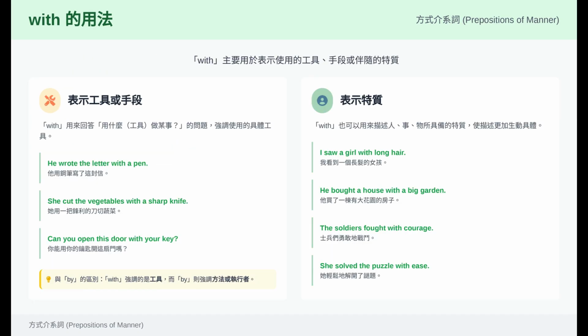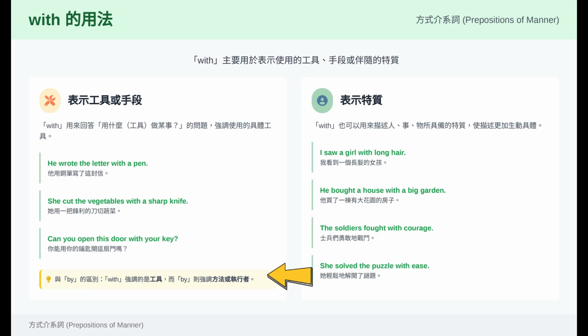Usage of with. With is primarily used to indicate a tool, means, or accompanying quality. It indicates a tool or means. With is used to answer the question what tool is used to do something, and emphasizes the specific tool used. He wrote the letter with a pen. She cut the vegetables with a sharp knife. Can you open this door with your key?